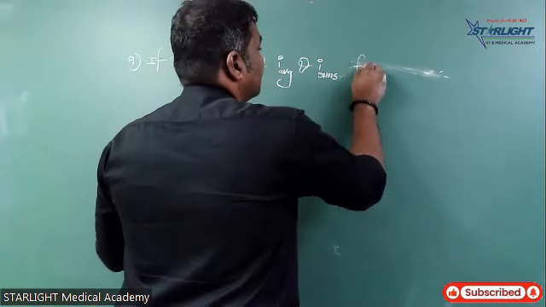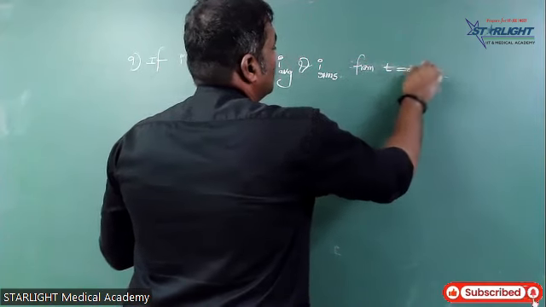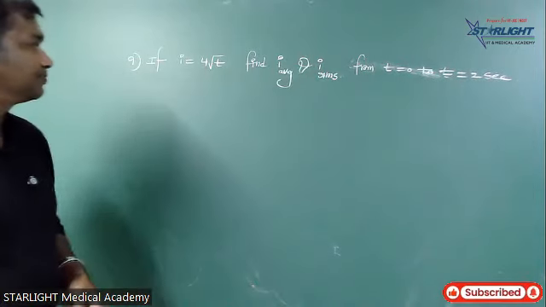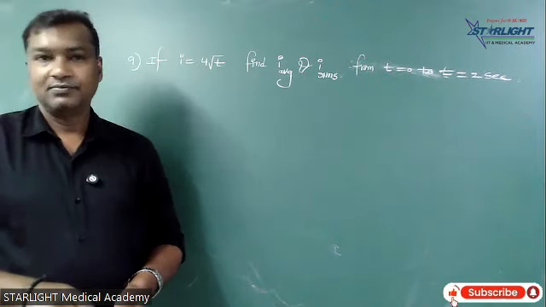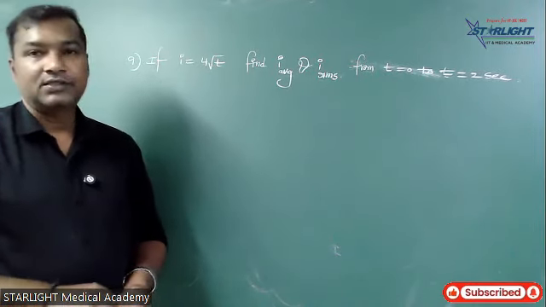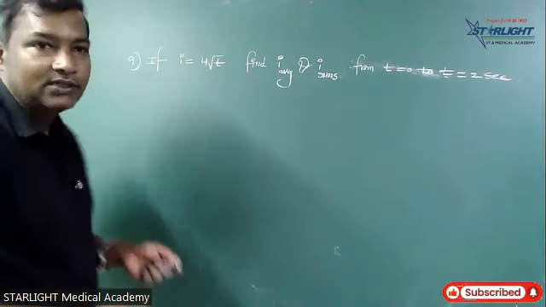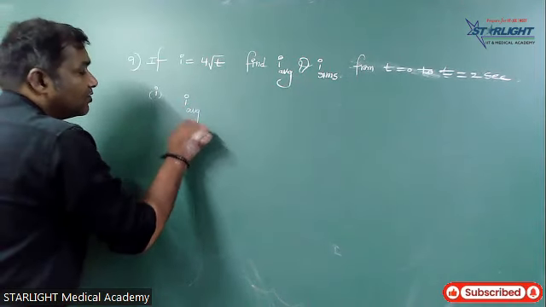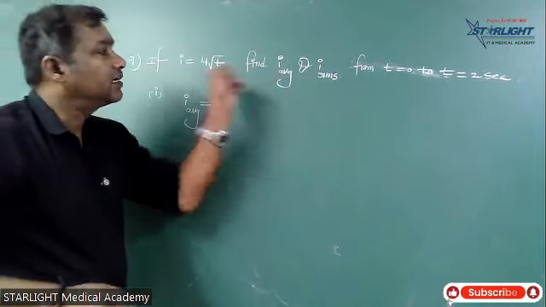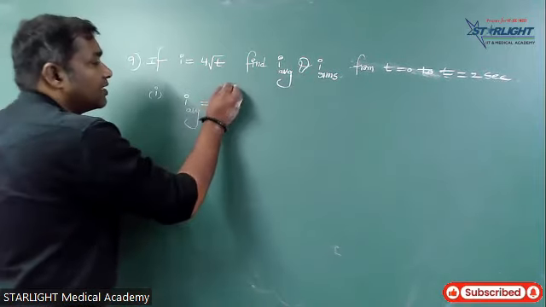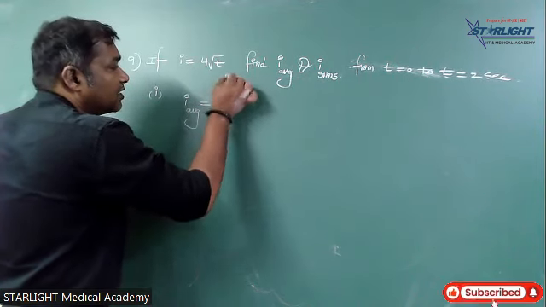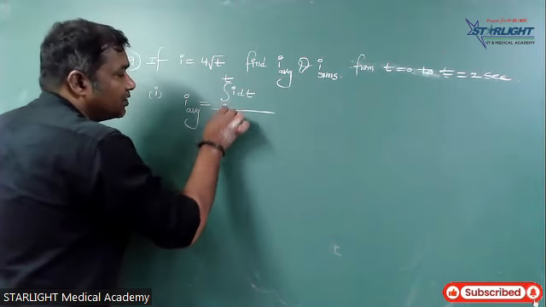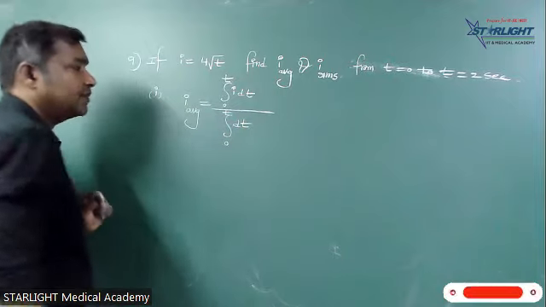From time t is equal to 0 to time t is equal to 2 seconds. So this is the problem. How to solve this problem? First, I average. What is the formula for average? Whenever limits are given, we have to use integration. The formula is integral 0 to t I dt upon integral 0 to t dt. So this is the formula for I average.